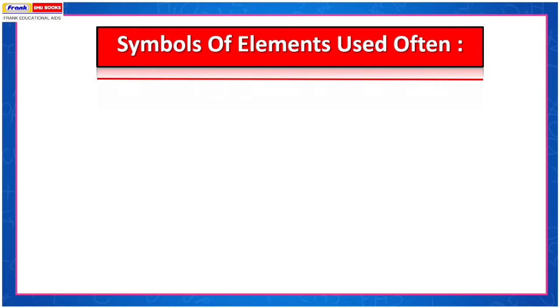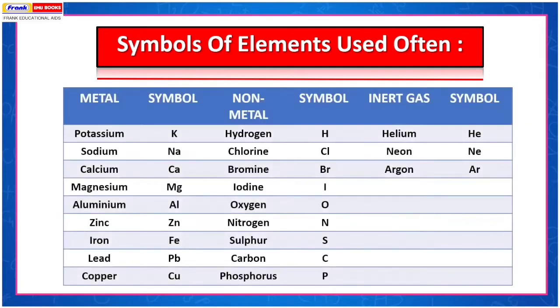Symbols of elements often used. Metals: potassium, K; sodium, Na; calcium, Ca; magnesium, Mg; aluminium, Al; zinc, Zn; iron, Fe; lead, Pb; copper, Cu. Nonmetals: hydrogen, H; chlorine, Cl; bromine, Br; iodine, I; oxygen, O; nitrogen, N; sulfur, S; carbon, C; phosphorus, P. Inert gases: helium, He; neon, Ne; argon, Ar.